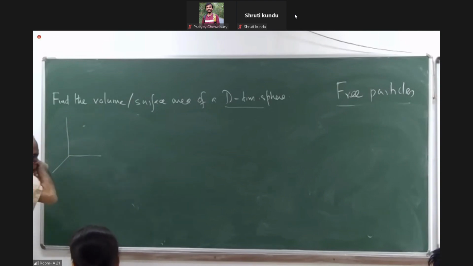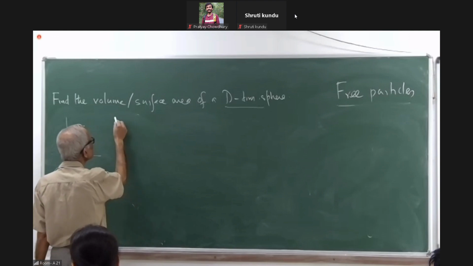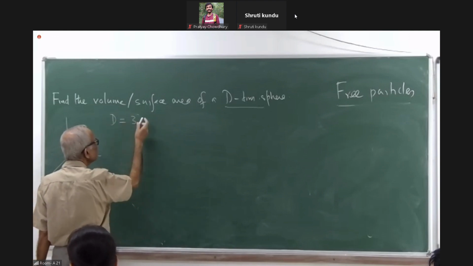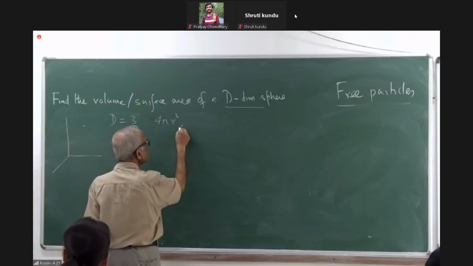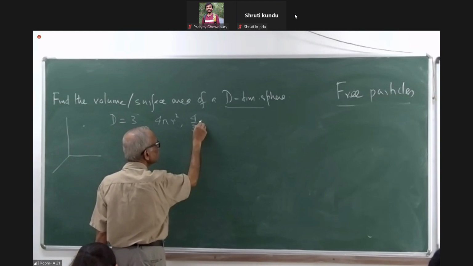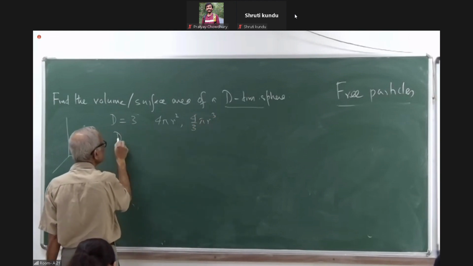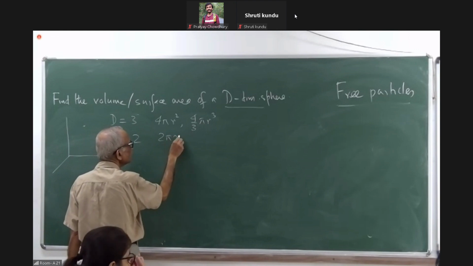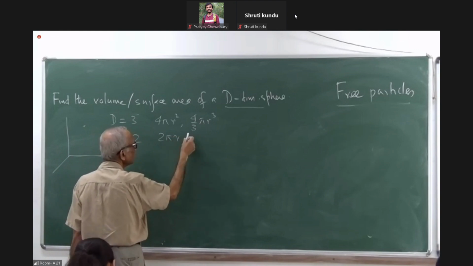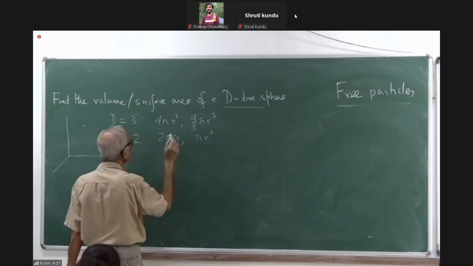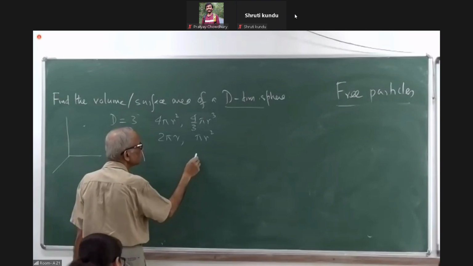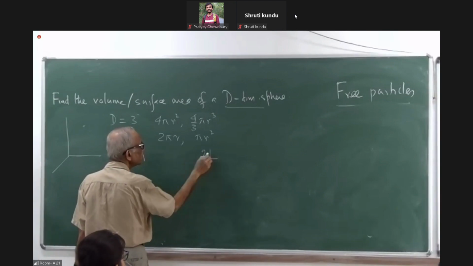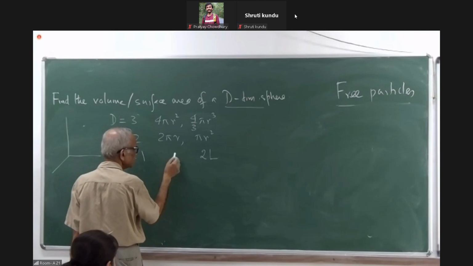So, all right, you know a few things. For D equal to 3, the surface area of the sphere is 4 pi r squared, and the volume is 4/3 pi r cubed. For D equal to 2, it is 2 pi r for the circumference, and pi r squared for the area. For D equal to 1, it is 2L for this, and it is just, essentially, points.